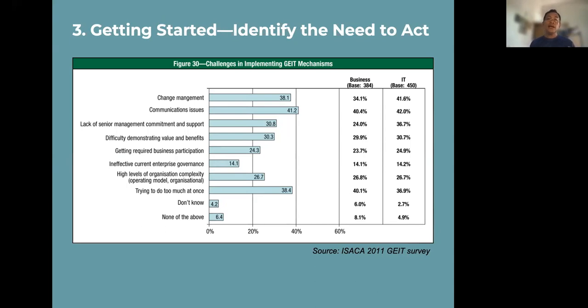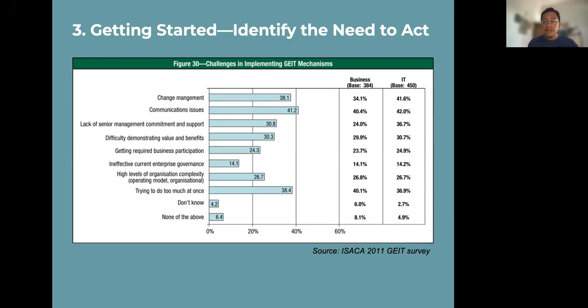And then also the lack of senior management commitment and support. So this is like your board, the top level management, who didn't really understand that GEIT is very important for your organizations. And then sometimes you have difficulty demonstrating the values and benefits. This is about the business case, to identify the costs to implement GEIT and also the benefits. You cannot identify what the benefits are if you implement this kind of thing.